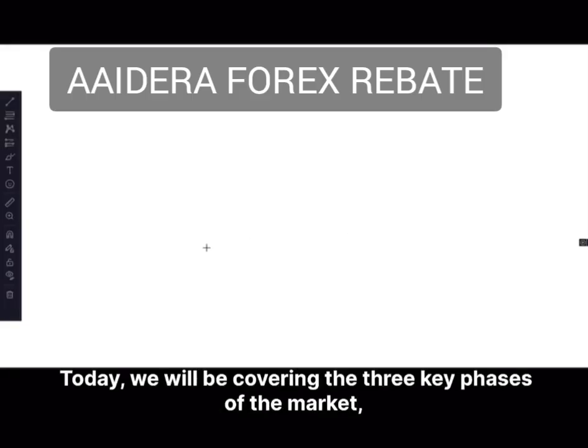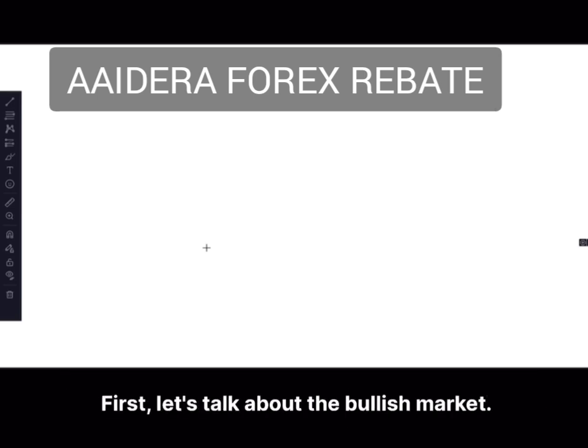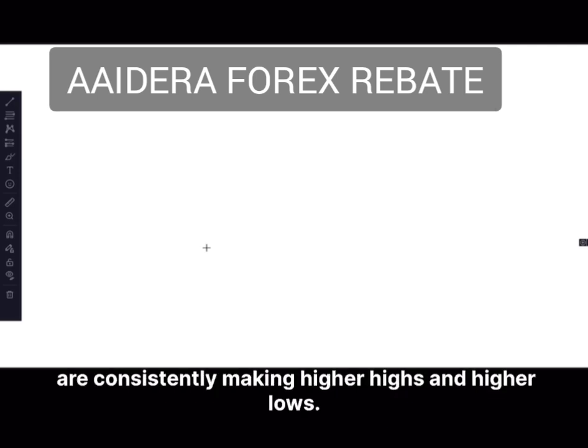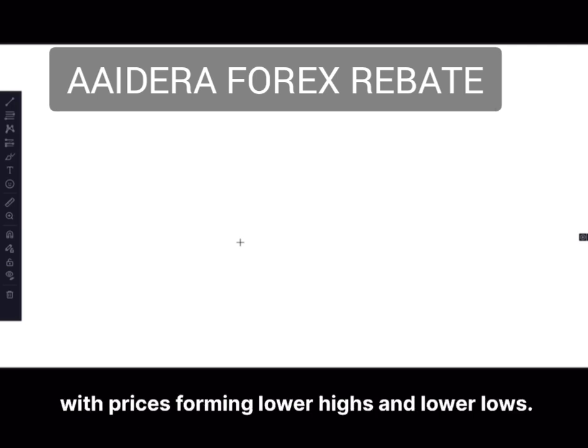Today, we will be covering the three key phases of the market: bullish, bearish, and consolidation. First, let's talk about the bullish market. In a bullish market, we see an uptrend where prices are consistently making higher highs and higher lows. Next, we have the bearish market. Here, the market is in a downtrend, with prices forming lower highs and lower lows.